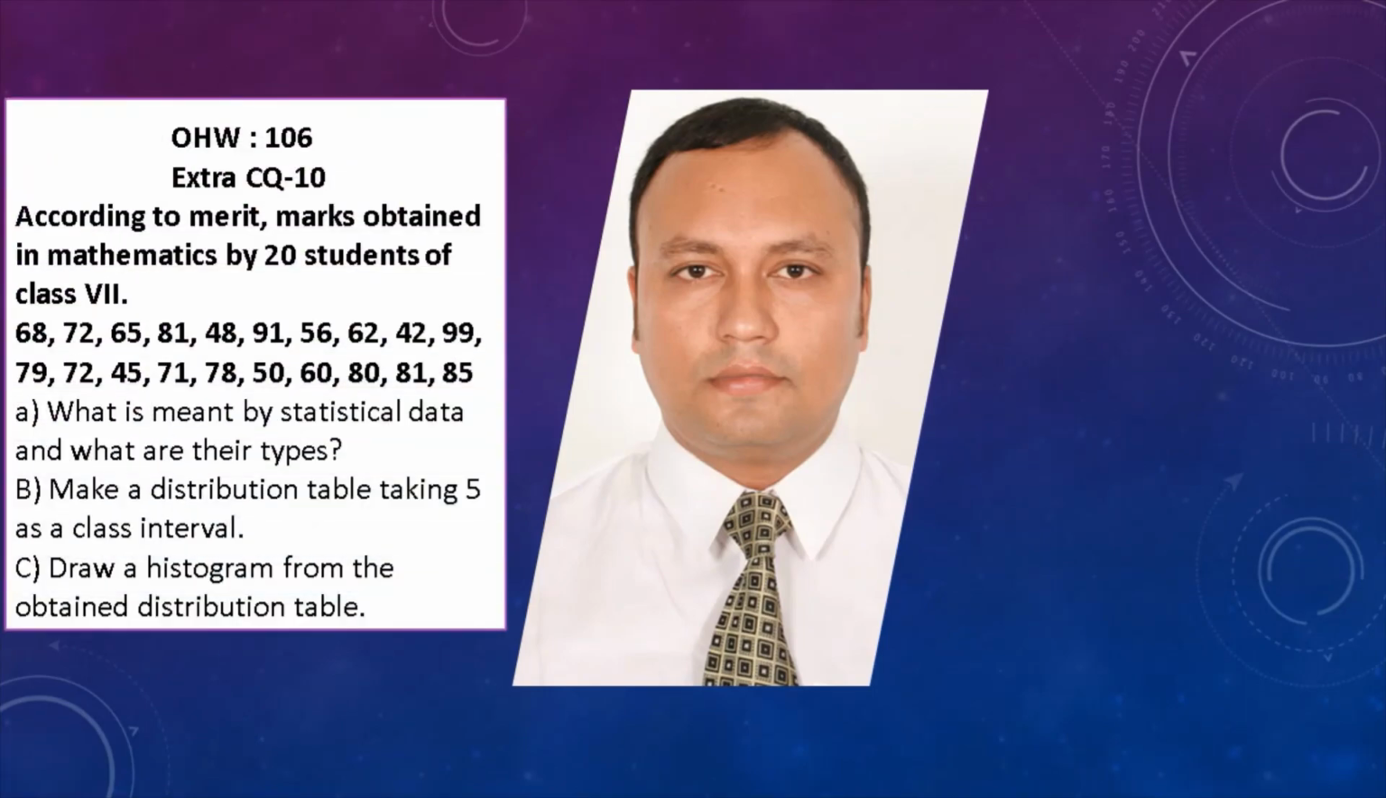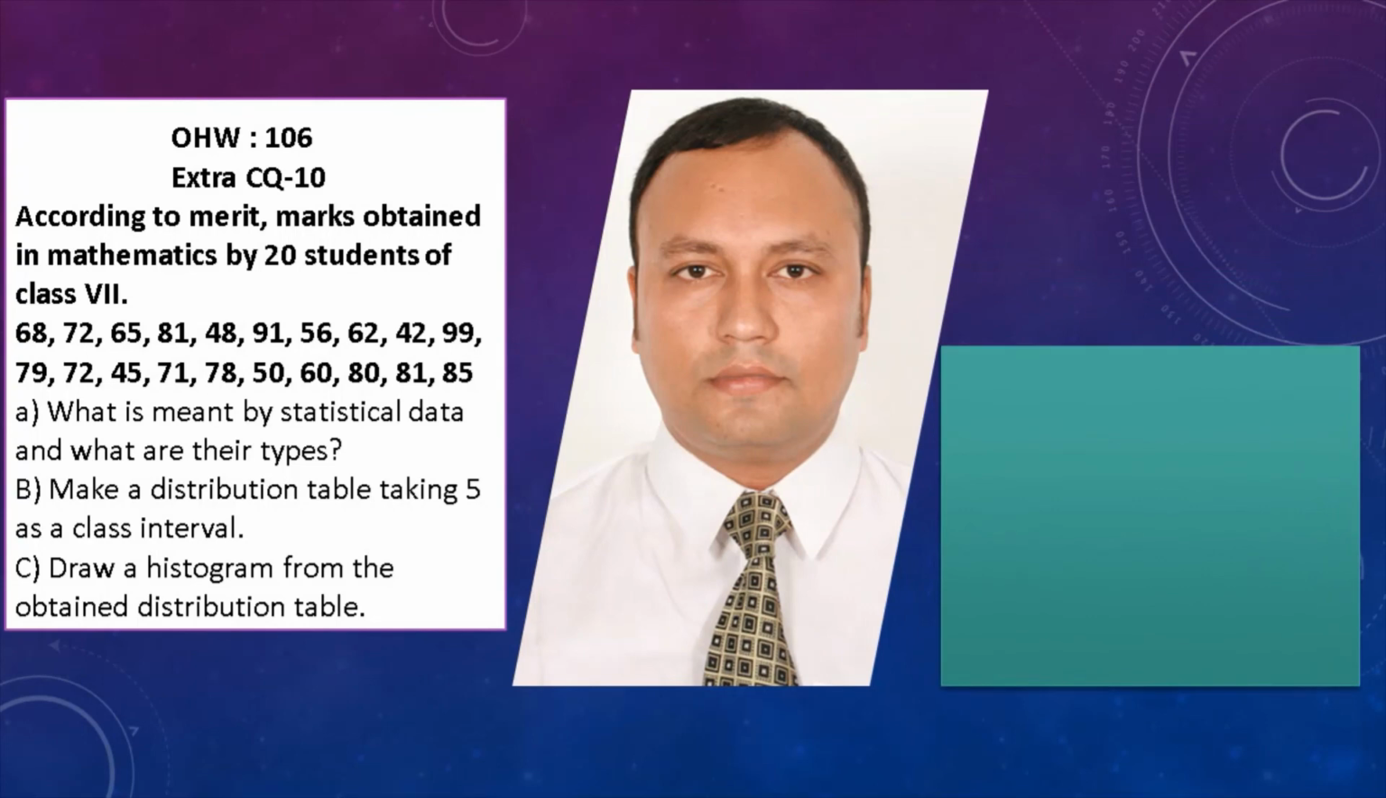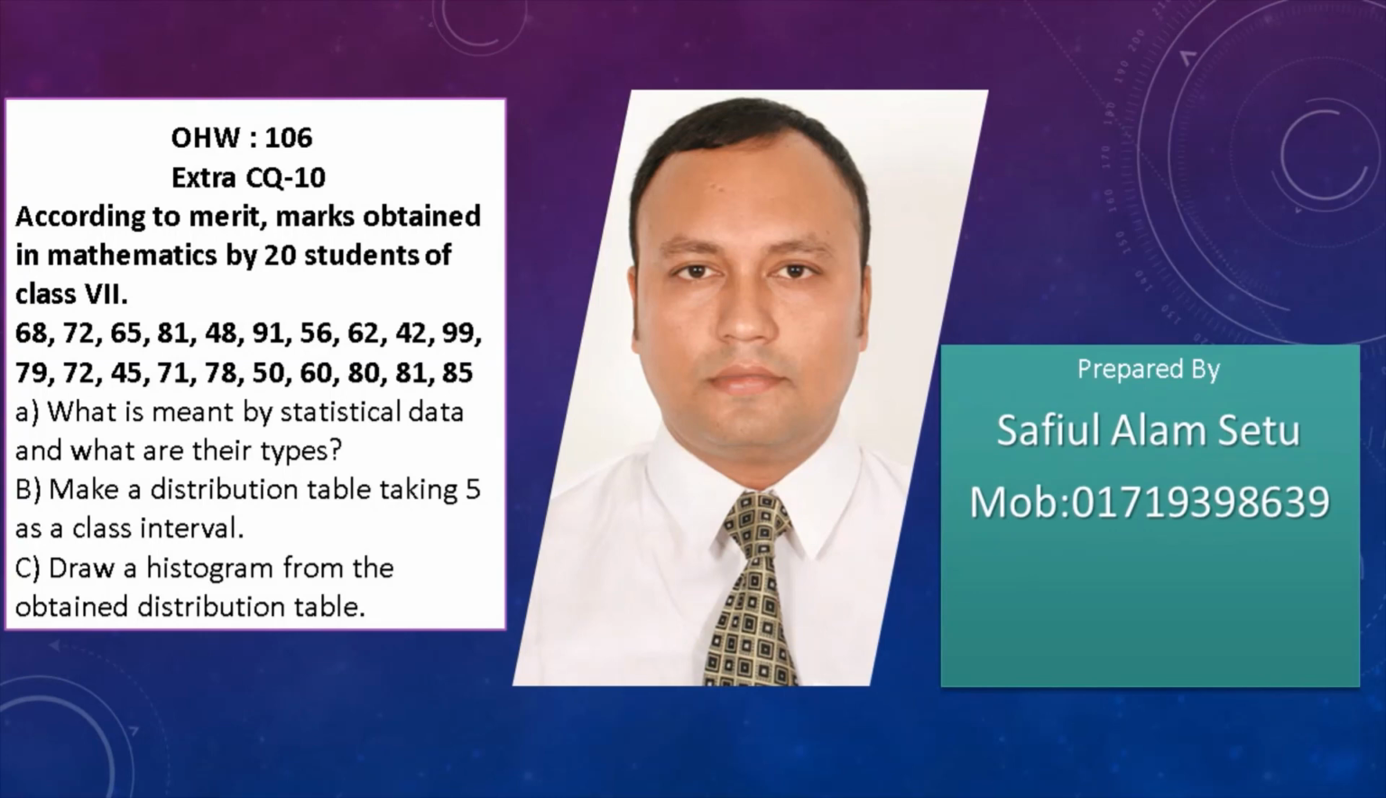So OSW number 106, extra creative question number 10, my dear. This is the question, as you can see, and you have to solve it according to merit. Marks obtained in mathematics by 20 students of class 7. As you can see the marks, and you have to solve A, B and C.